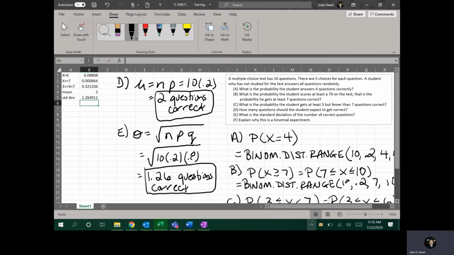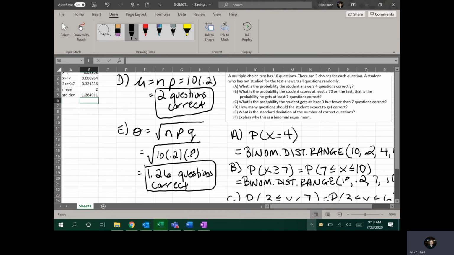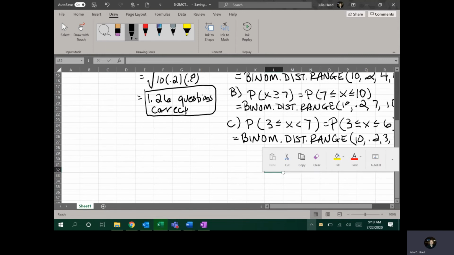And that leaves us with the last question. Explain why this is a binomial experiment. There are 4 requirements to be a binomial experiment, but when they ask you to explain or justify or whatever verb they use, you need to do so in the context of the problem with those 4 requirements. So the first requirement is there had to be a fixed number of independent trials, but I don't want to hear you use the word trials. In this case, trials is questions.